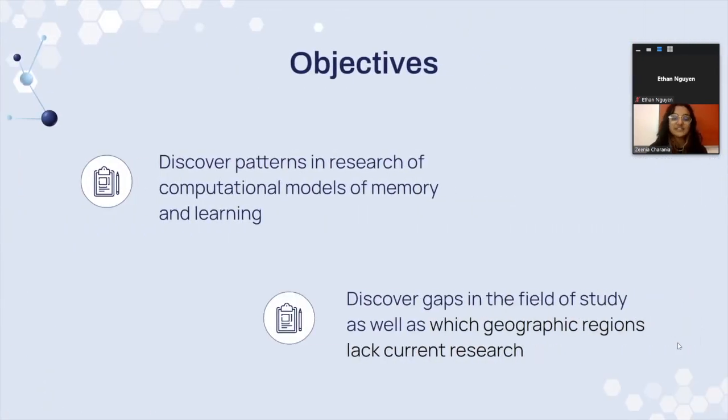Our primary objective is to discover relevant patterns and trends in the research of computational models of memory and learning, focusing on the hippocampus. We aim to discover the overall direction and potential gaps in this field of study, and more specifically, which geographic regions in the world lack current research in the discipline. Identifying these gaps can hopefully, as a secondary objective, lead to more research that aids productivity advancements in the field of education and new technologies such as artificial intelligence and machine learning.